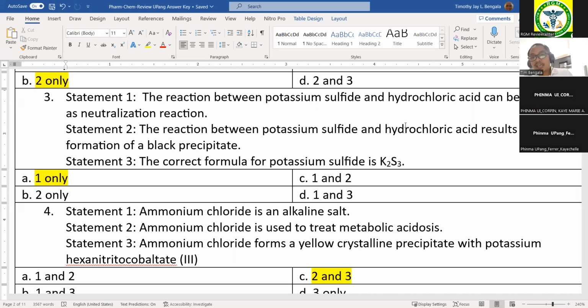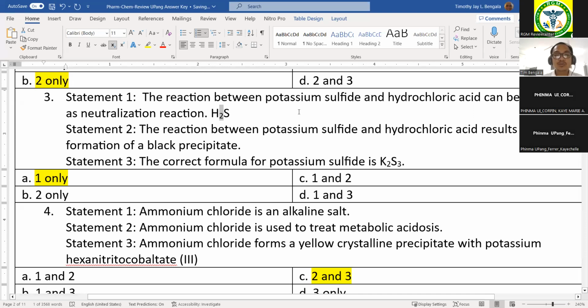Because sulfide is the conjugate base of H2S, or hydrogen sulfide gas, which is a weak acid. Okay, so conjugate base, so it's basic. Now this is an acid, a strong acid. So what you will have is a neutralization reaction. So statement 1 is correct.